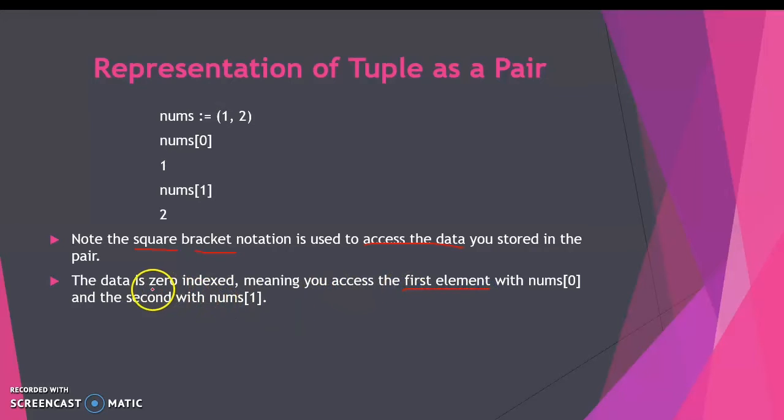Okay, so what is the meaning of zero index? The first element we access is with nums of 0, and the second with nums of 1. So the first index is 0 and the second index is 1. Using these index values, we can retrieve the values stored in a tuple.